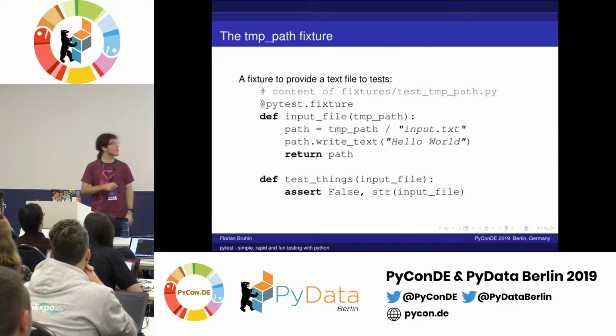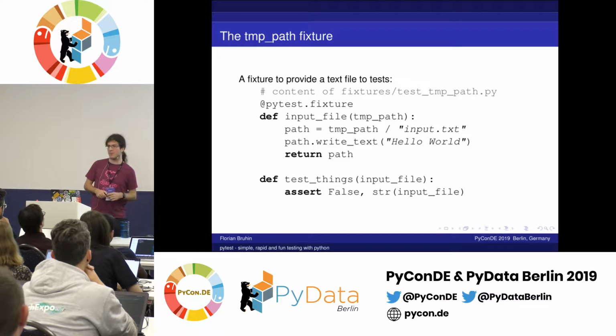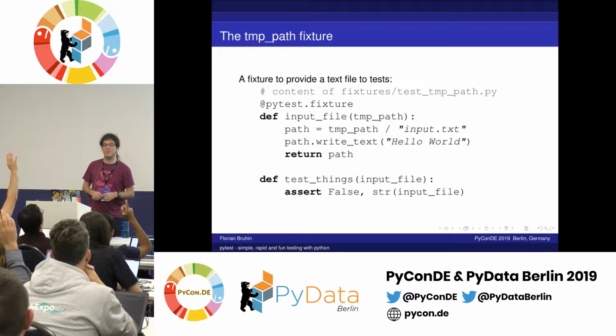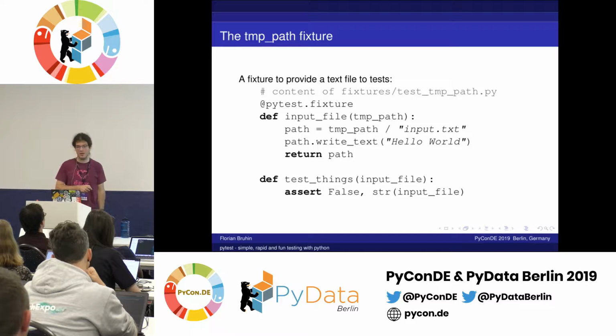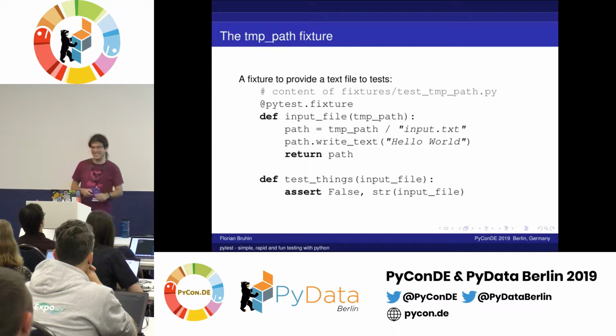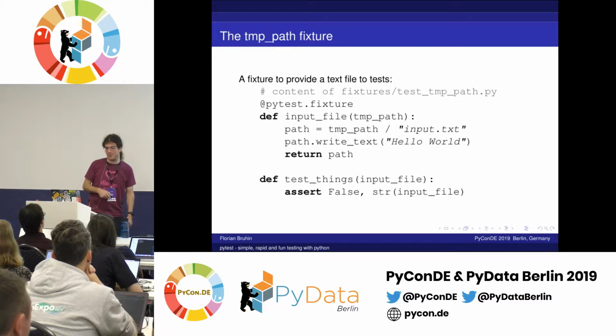So what's the temp path fixture? Could you maybe raise your hand if you have used pathlib before from the standard library? Okay, that's more than I expected actually. So what pathlib is in the standard library, it gives you path objects. So instead of using the os.path module with strings, you can use those objects. And for example, use the slash operator to chain paths together, and it will end up working on Windows and on other systems, because Windows uses backslashes for path separators.